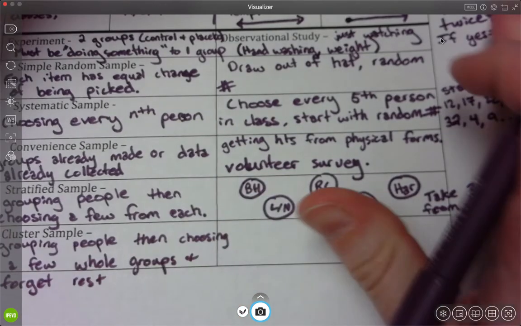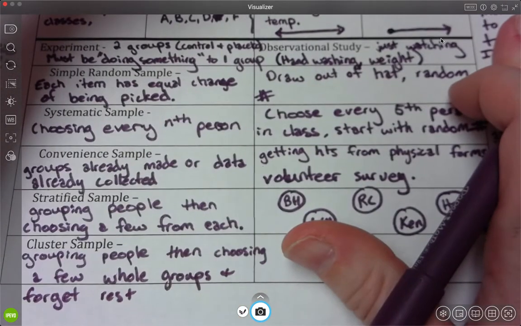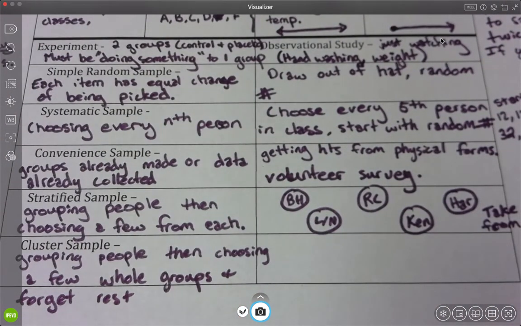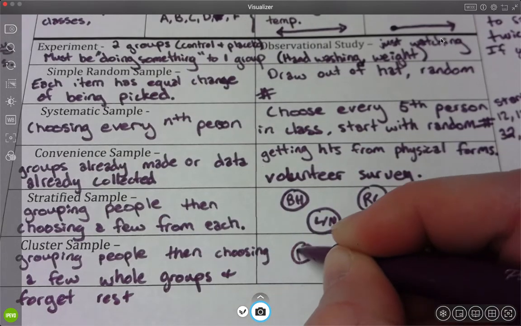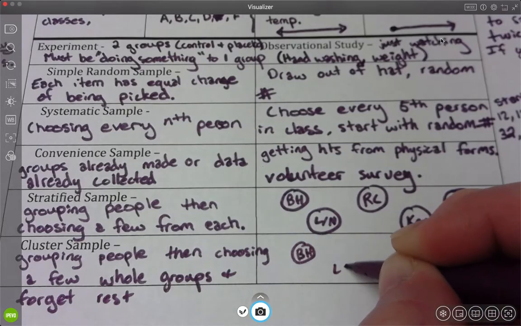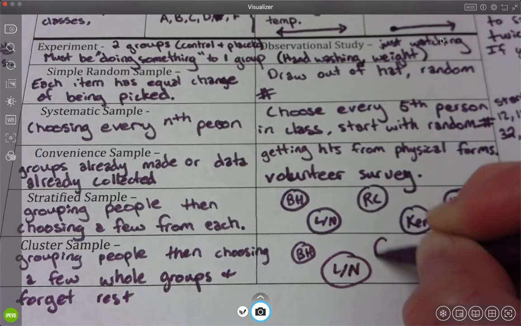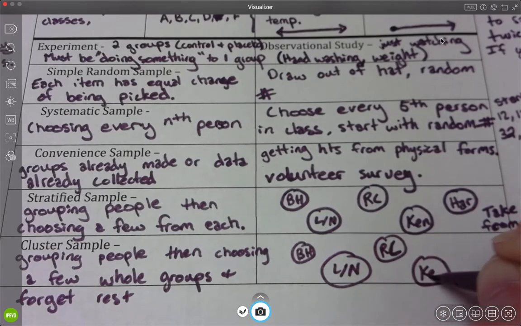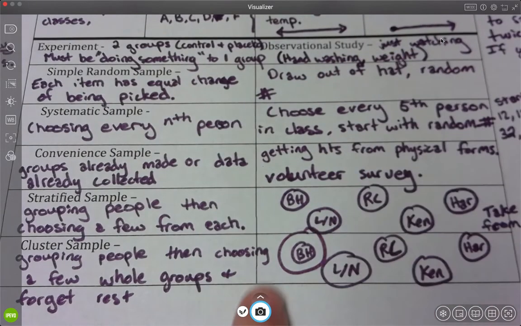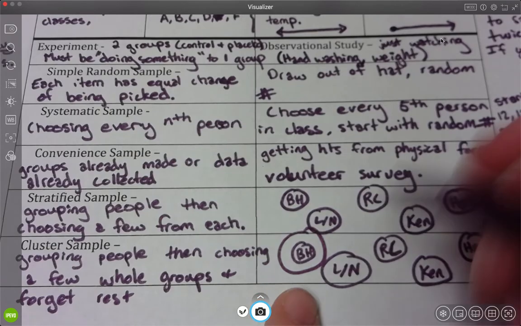Let's see, get this all on here. So I'm grouping the people, and then I'm choosing a few from each of the groups and forgetting the rest. Okay, so that would be like Blue Hill, Lawrence Nelson. If I do the same groupings as before, Red Cloud, Kennesaw, and Harvard. Okay, and let's say I'm going to choose Blue Hill because I have easy access to those people. We don't care about Lawrence Nelson, so we're going to get rid of them.